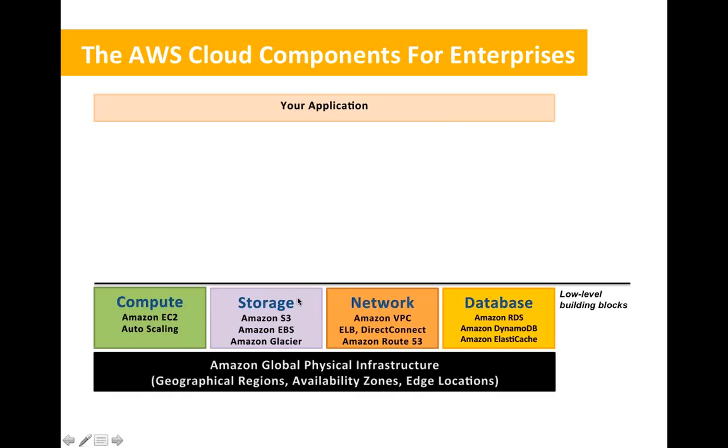From a storage perspective, we have a wide range of services. We have Amazon S3, which is the Simple Storage Service, which is basically your unlimited hard drive in the cloud. You can put any object on there. And we also have block storage like EBS. Elastic Block Store allows you to put and mount disks onto your virtual machine.